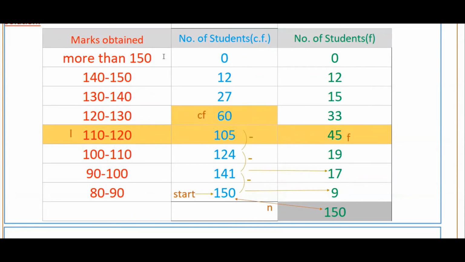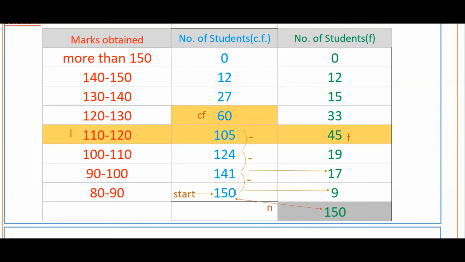Here, from 80 to 150 the number of students is given, and then 90 to 150. So you have to check from down here. The students from 80 to 150 are 150, and from 90 to 150 are 141 students. So you have to subtract 141 from 150, then you will get 80 to 90. The marks obtained from 80 to 90, these are the students, 9. 150 minus 141 is 9. Then 141 minus 124, and the number of students is 17. So for 90 to 100 marks, the number of students is 17.